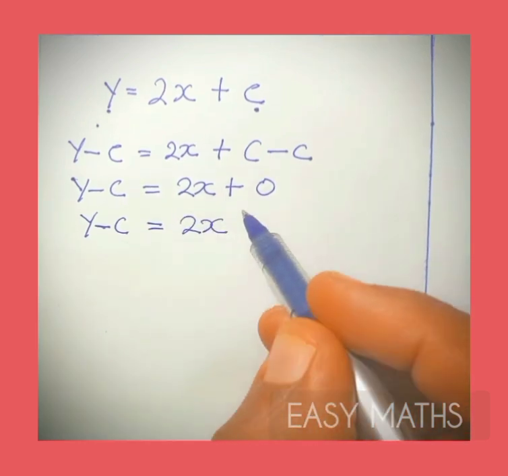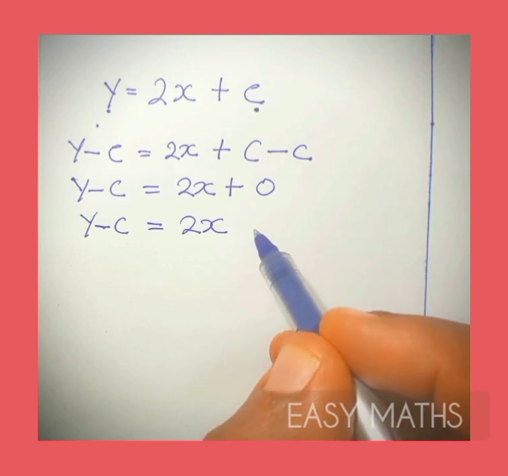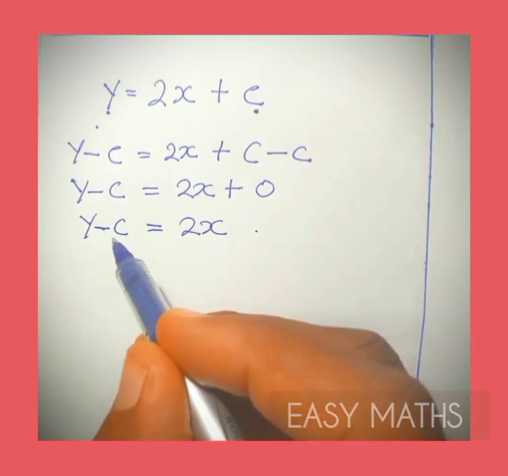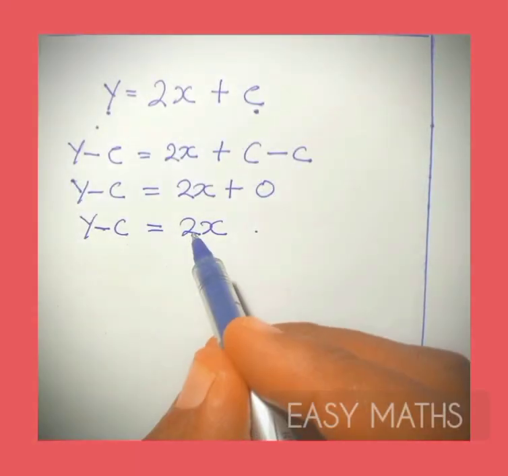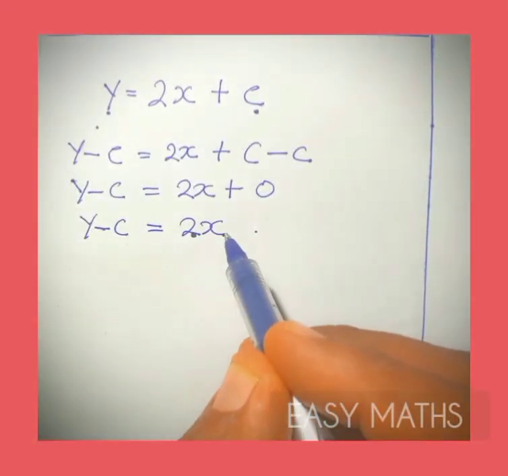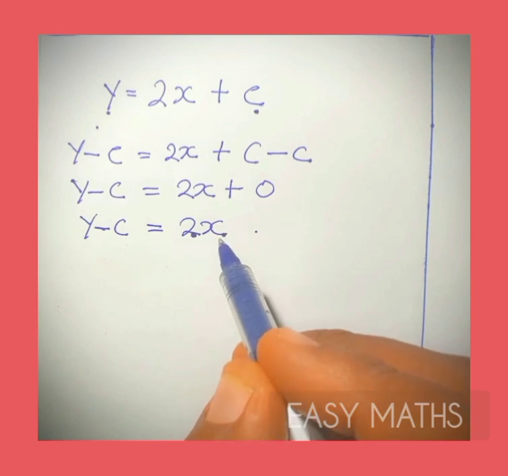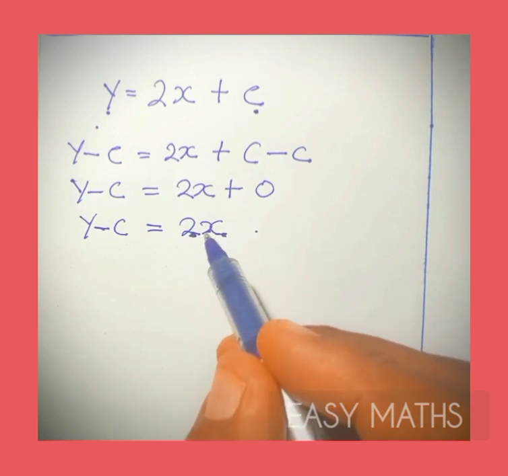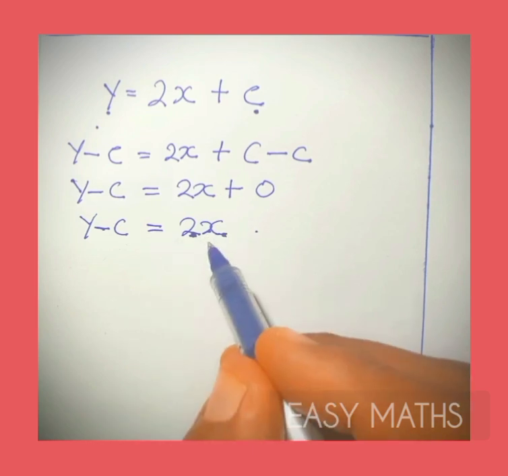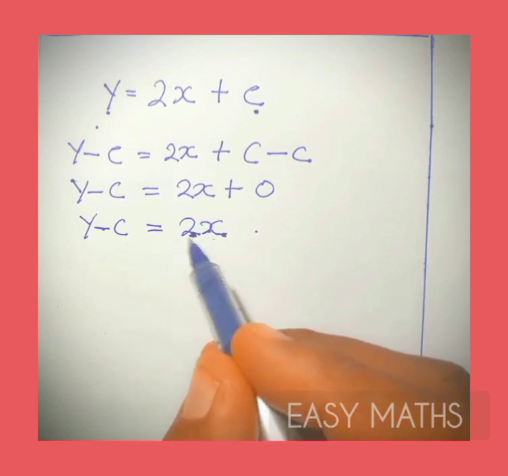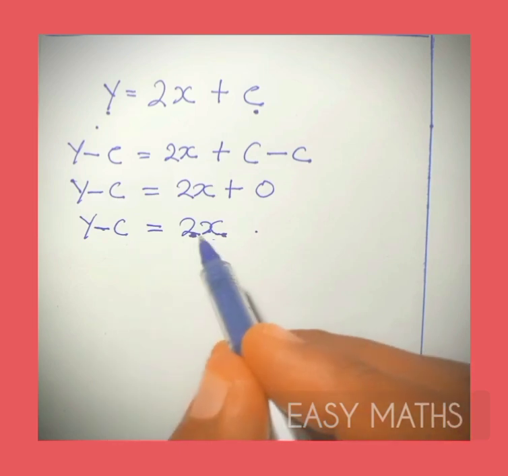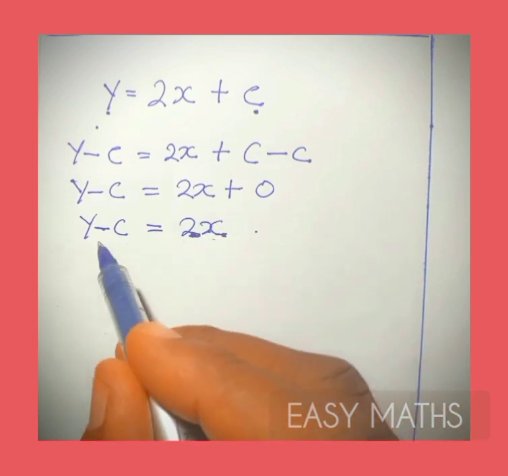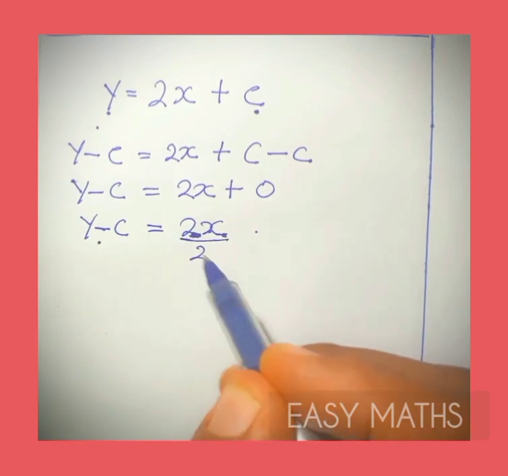So you can see that we have succeeded in pushing c from the right hand side to the left hand side. Now remaining 2, because we want to make x the subject of the formula, we want only x on one side. Apply the inverse of multiplication, because this is 2 times x and the inverse of multiplication is division. So we're going to divide both sides by 2 in order to remove 2 from this side.